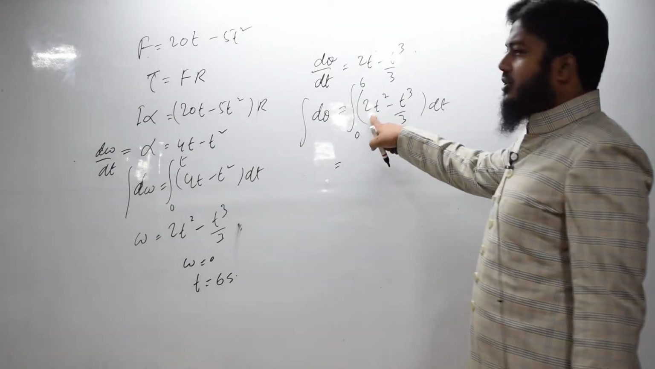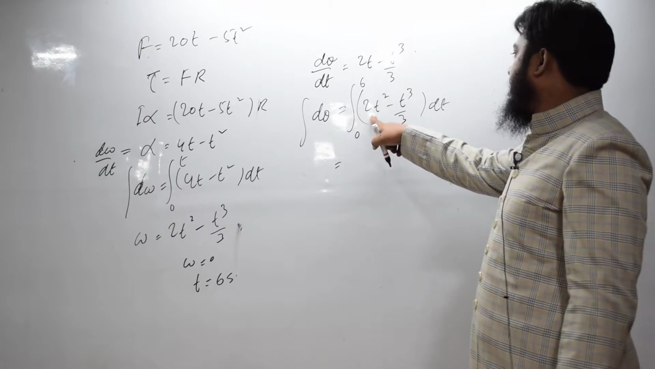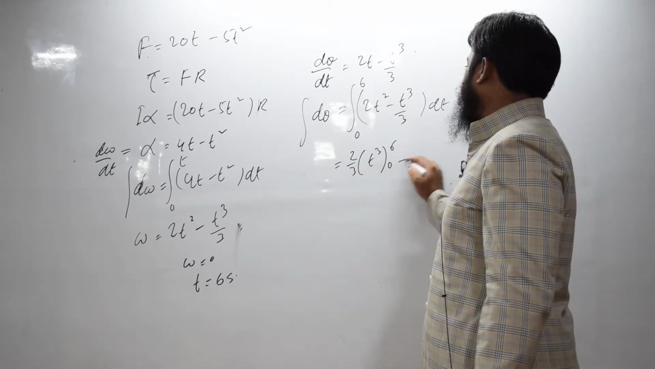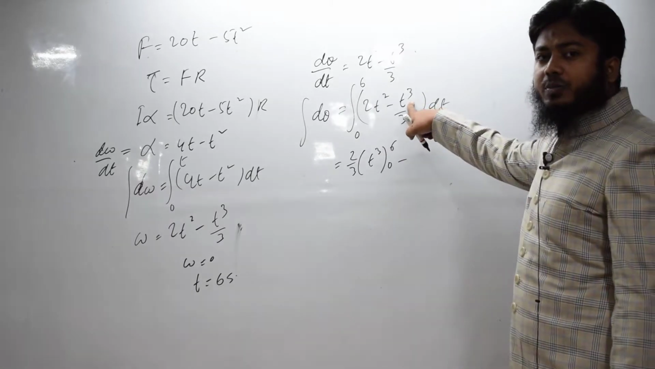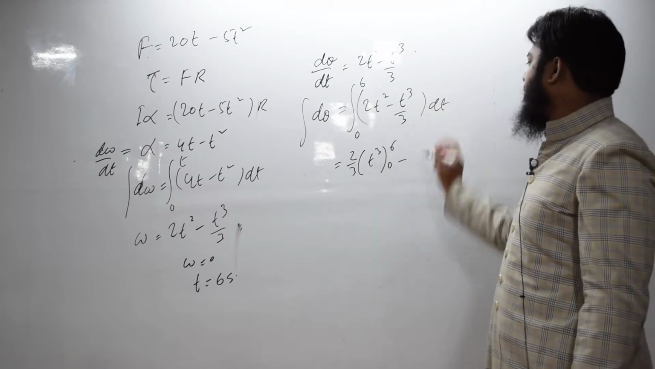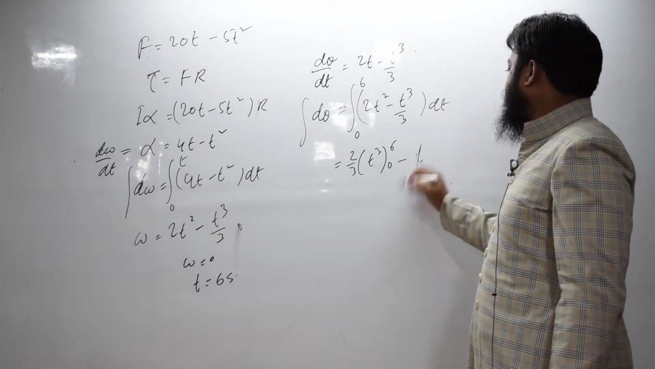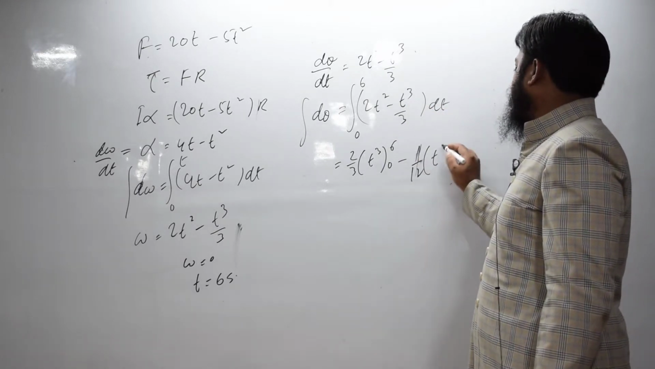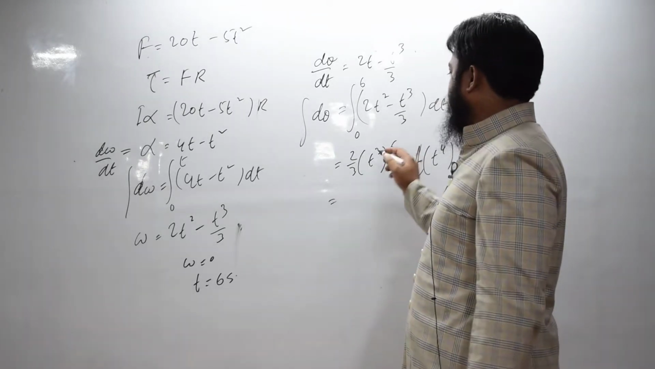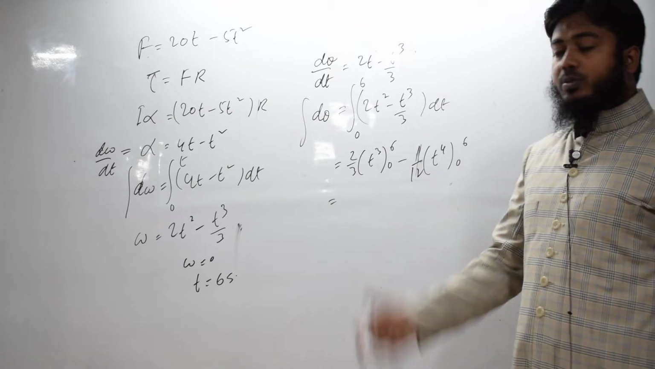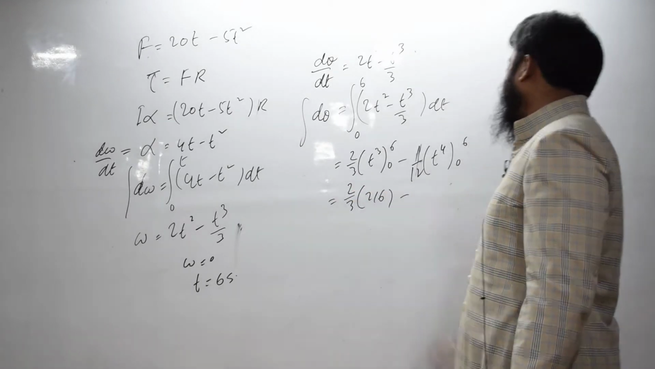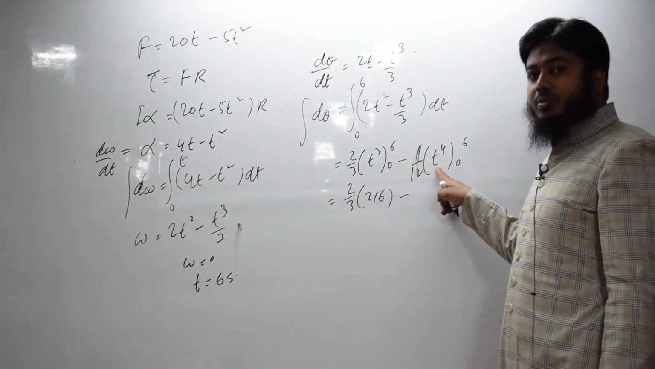Now, this is t², it becomes t³/3. So, 2/3 t³ from 0 to 6, minus this is t³/3, so this is t⁴/4, and 4 into 3 is 12. So, 1/12 into t⁴ from 0 to 6. Now, from 0 to 6, that means t is 6 cubed, and 6 cubed is 216, minus 6 to the power 4.